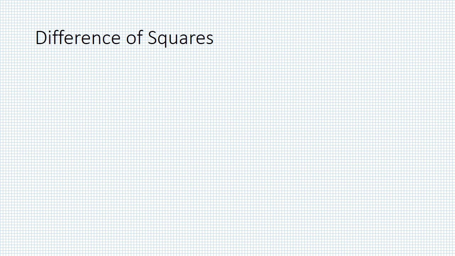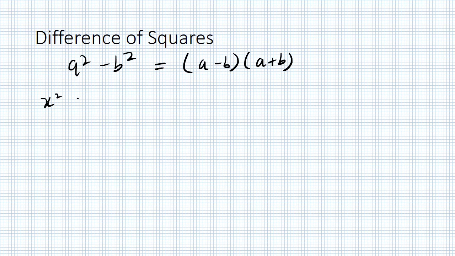Right, a couple of special cases. First one, difference of squares. So general rule is if you've got a squared minus b squared, we can factorise that as a minus b, a plus b. So an example, x squared minus 49, remember 49 is the same as 7 squared. So using this rule, we can then factorise that as x take 7, x plus 7.